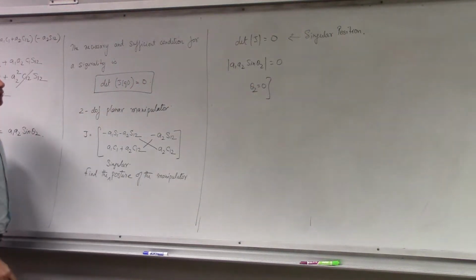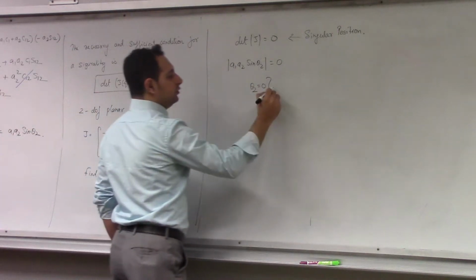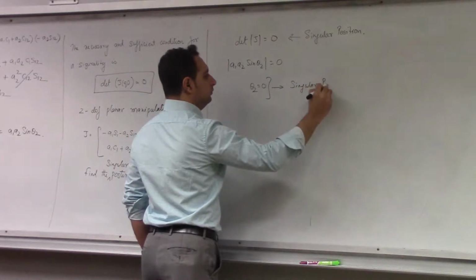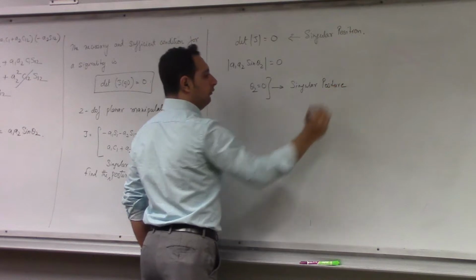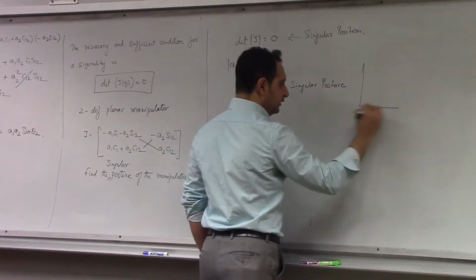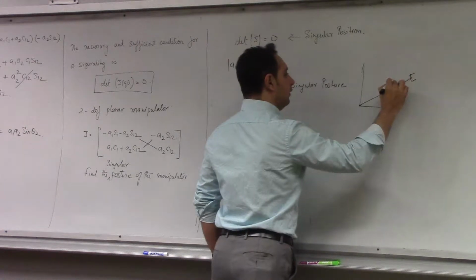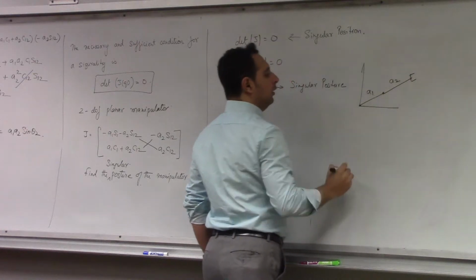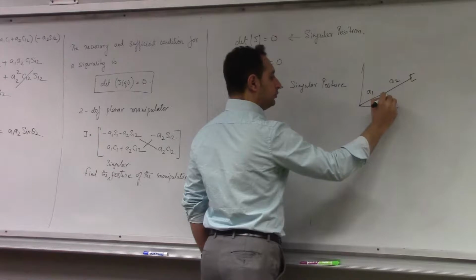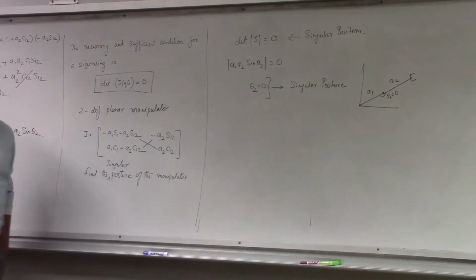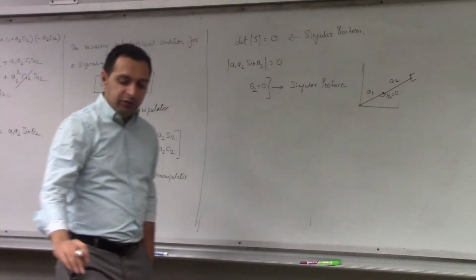Right? Only when theta 2 is equal to 0, this will be a singular posture. So this configuration will be like this. This is theta 2 is 0 here. Okay, this is a singular posture. Now, at what angle will the determinant be maximum?